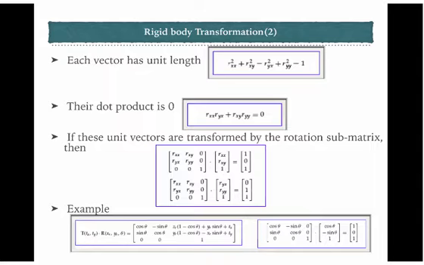If these unit vectors are transformed by the rotation submatrix, here is the example described below. T is the translation, R is the rotation. When they are done simultaneously, one after the other, then the composite matrix would be as given.